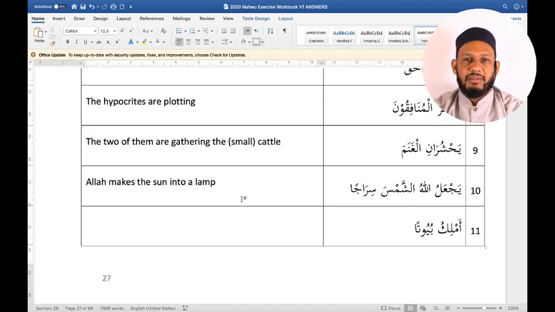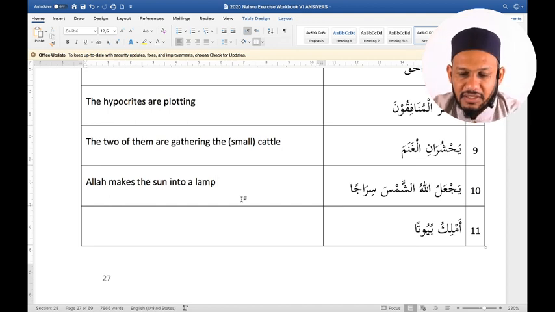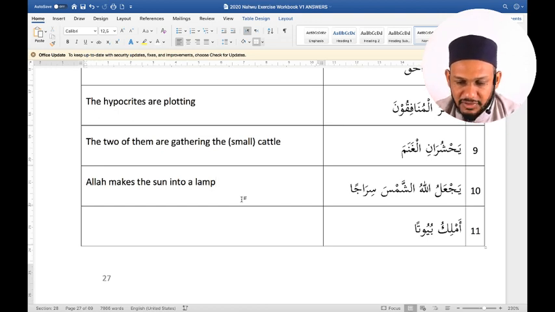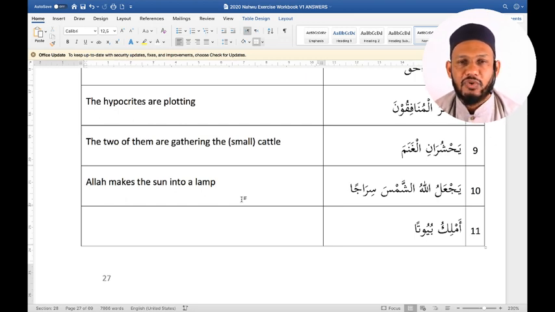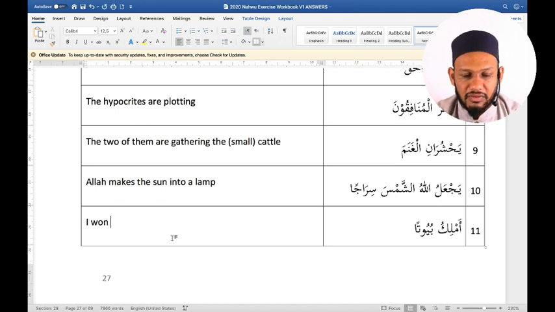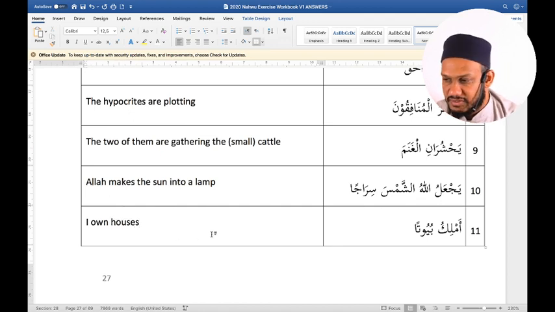Amliku buyutan. Malaka yamliku means to own or to possess. So amliku means I... let's go slowly. At the end there's nothing, and at the left there's no fa'il. It must be inside. So it comes from the word yamliku, he is possessing, he is owning. Amliku means I am possessing, or I possess, or I own. I own buyutan, plural of house, bait. Therefore it's plural. I own houses.